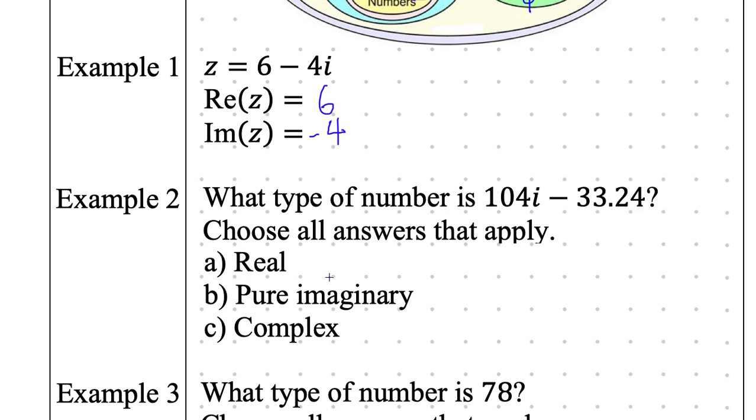I got pure imaginary. Pure imaginary. You still get your 50 XP because you participated, but that is not quite right. If it was pure imaginary, I would have no real part. So 104i is pure imaginary, but 104i minus 33.24 is not pure imaginary. Can someone else help Oscar out? Cheyenne. It's complex. It is indeed complex, Cheyenne.